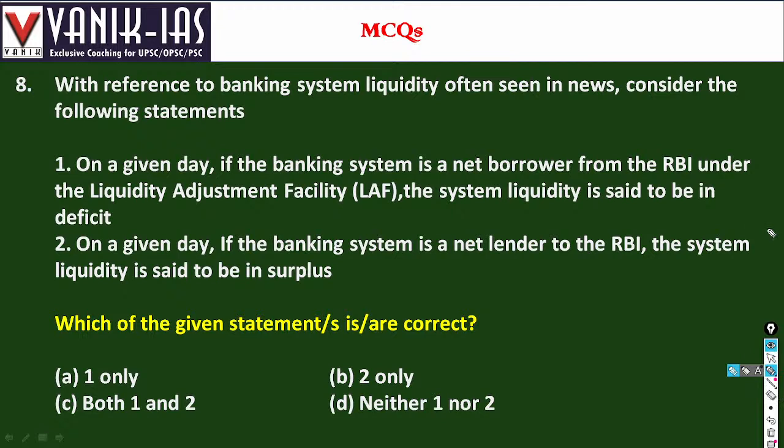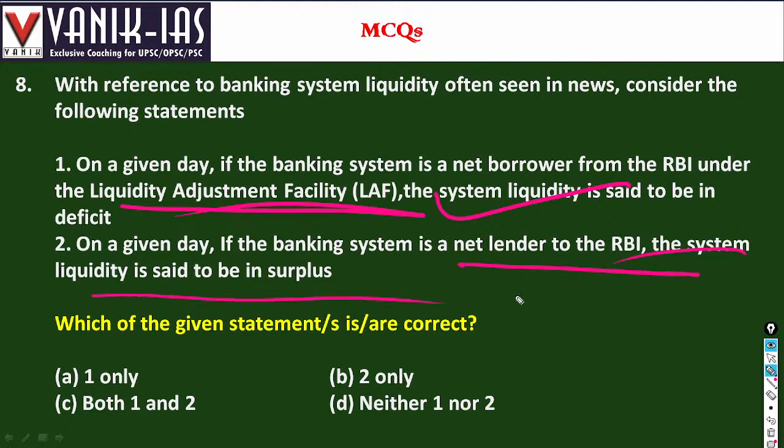With reference to liquidity often seen in the news, consider the following statements. On a given day, if the banking system is a net borrower from the RBI under the Liquidity Adjustment Facility (LAF), the system is said to be in deficit. Obviously, if a bank is borrowing from the RBI, it is called a deficit. So the first statement is right. On the day when the banking system is a net lender to the RBI, the system liquidity is said to be surplus liquidity. So both the statements are correct.